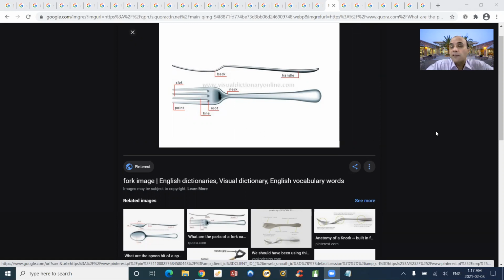Forks have four tines, and the way you could disprove me is to actually bring a fork that has three tines, that has two tines. But I'm saying that in a regular sense, if you go to any shop and you want to pick up the regular fork, you're going to see four tines.